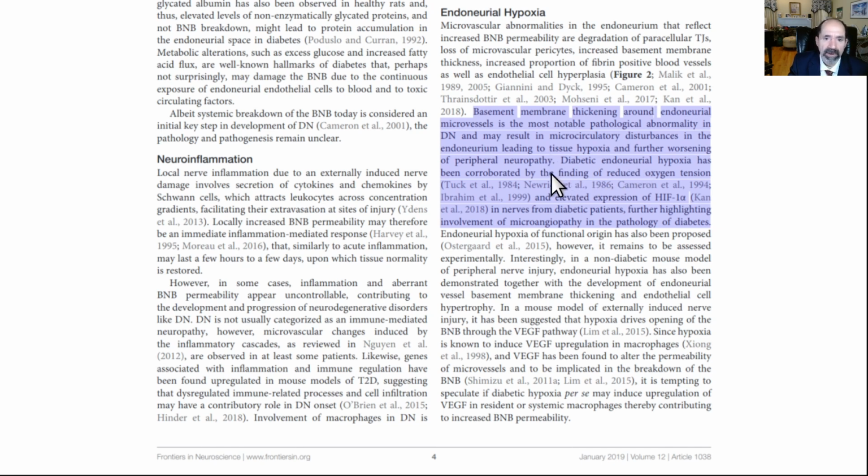Diabetic endoneurial hypoxia has been corroborated by the finding of reduced oxygen tension. That's what we've been talking about. You thicken that capillary basement membrane, it's harder to get oxygen to your tissues. And then you get elevation of hypoxia-inducible factor, and you damage the neuron, okay? And they call the damage to these small capillaries microangiopathy of diabetes, or microvascular disease of diabetes.